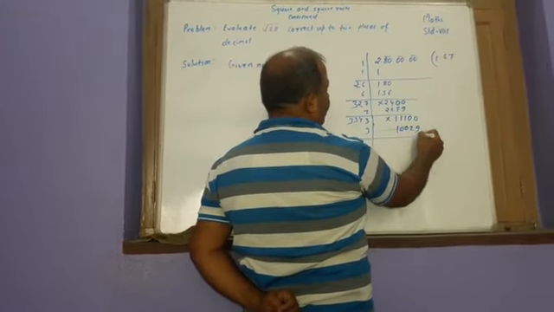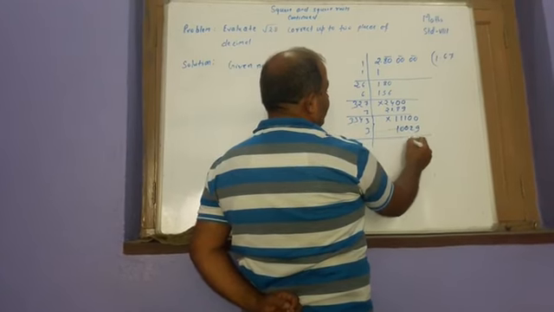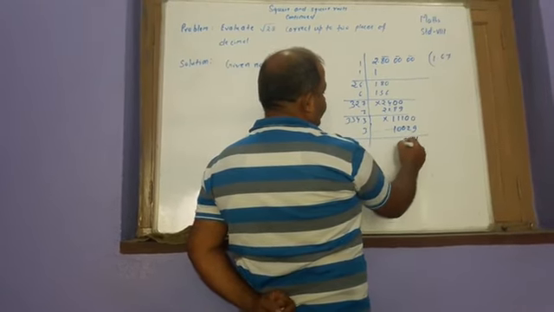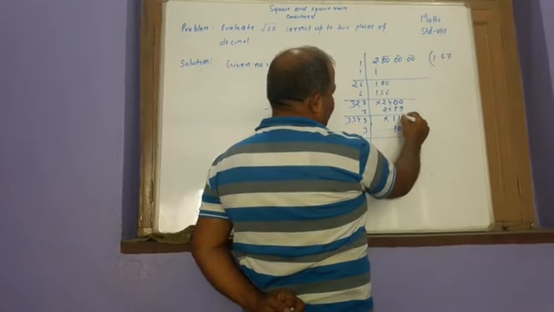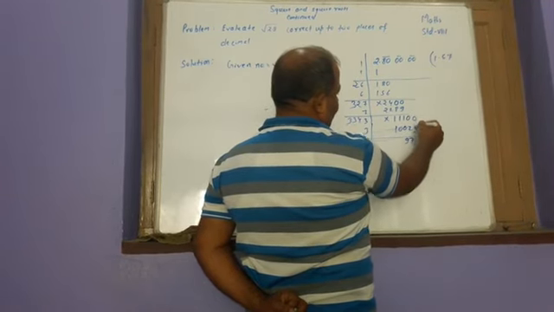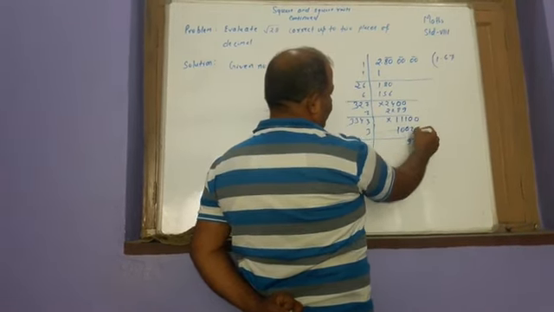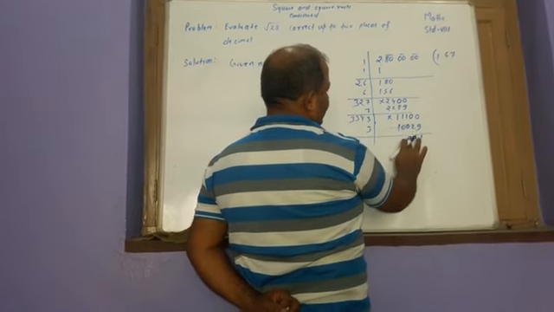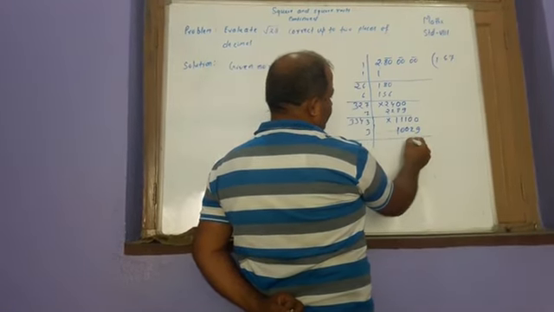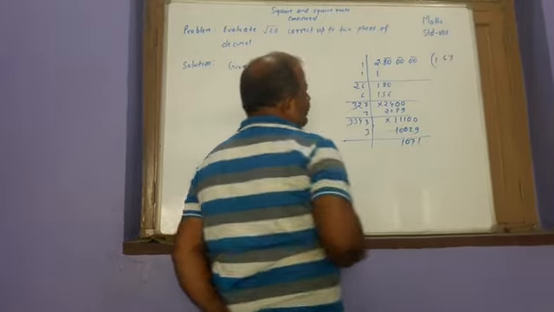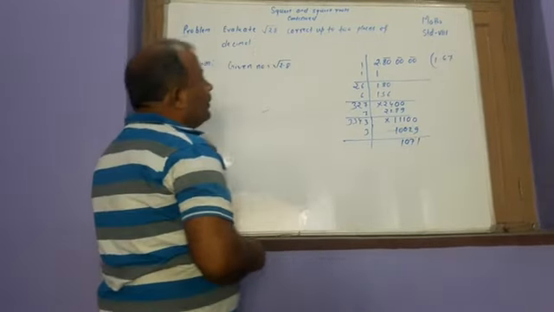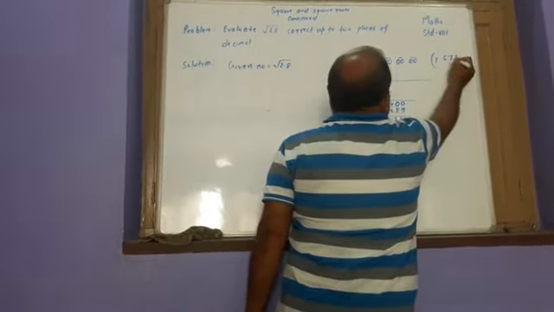10 minus 9 is 1. 9 minus 2 is 7. 9 and 9. 10 minus 9 is 1. 9 minus 2 is 7. 0 minus 0, 0 and 1. Now we have got 3.